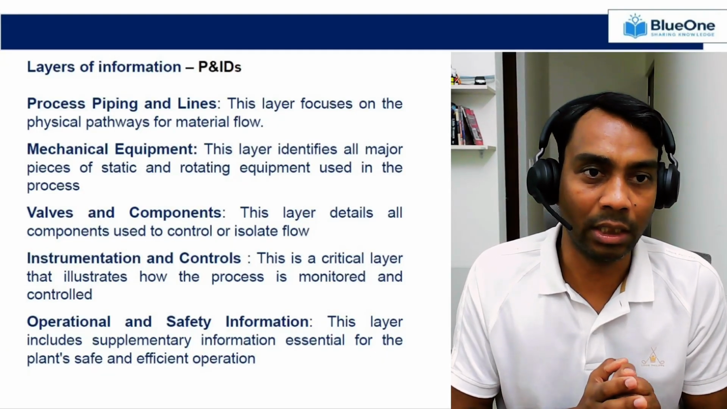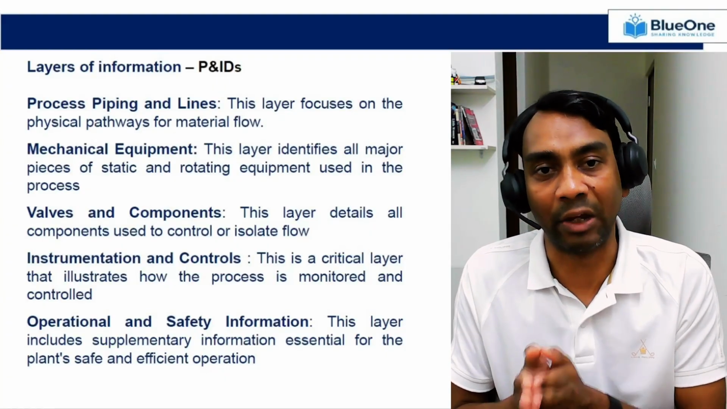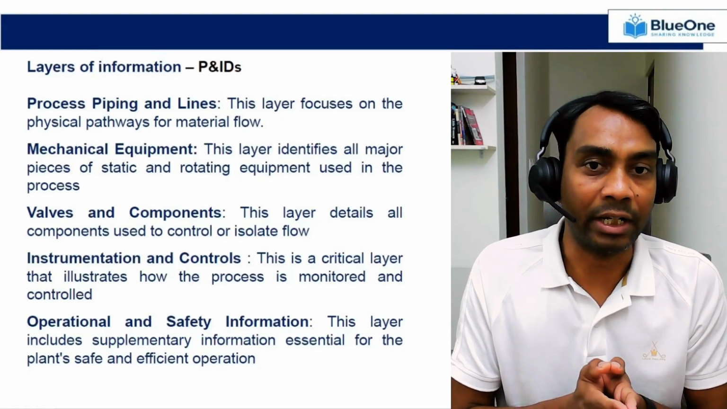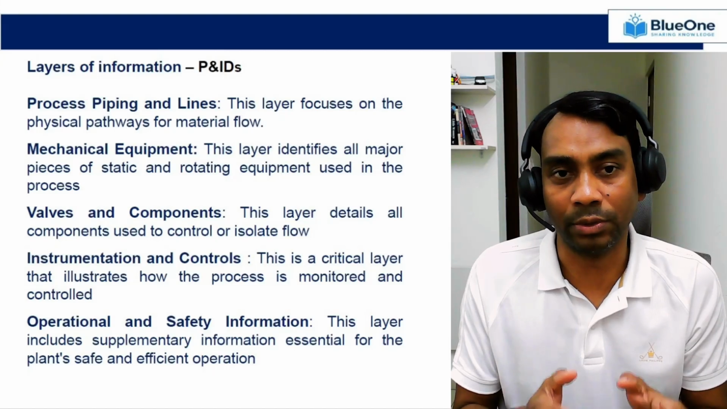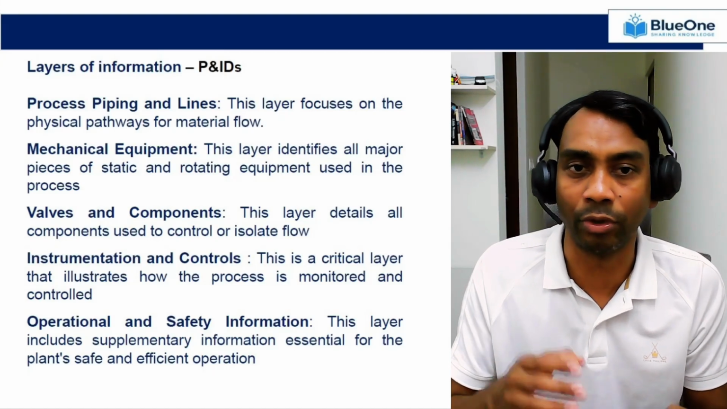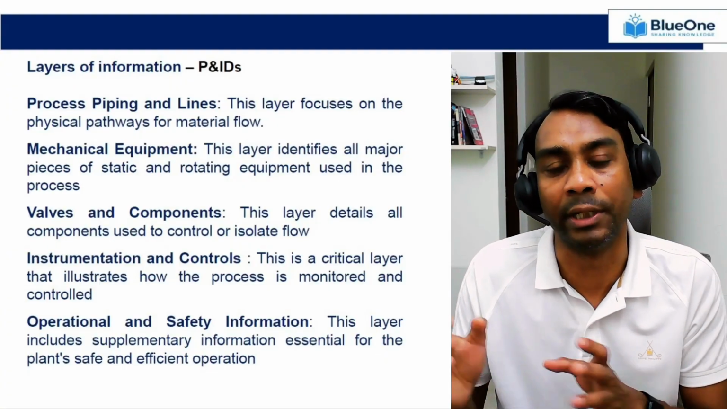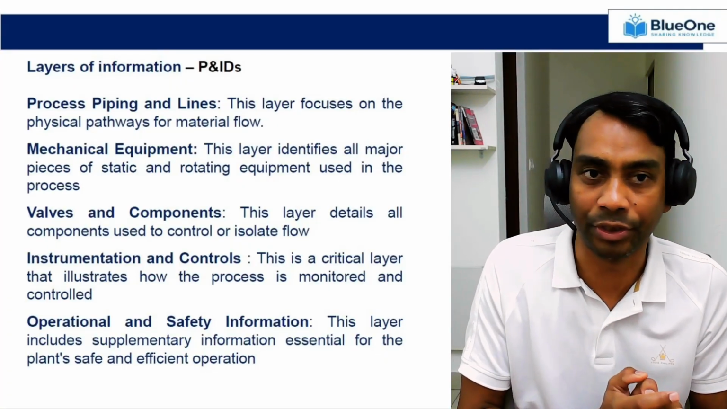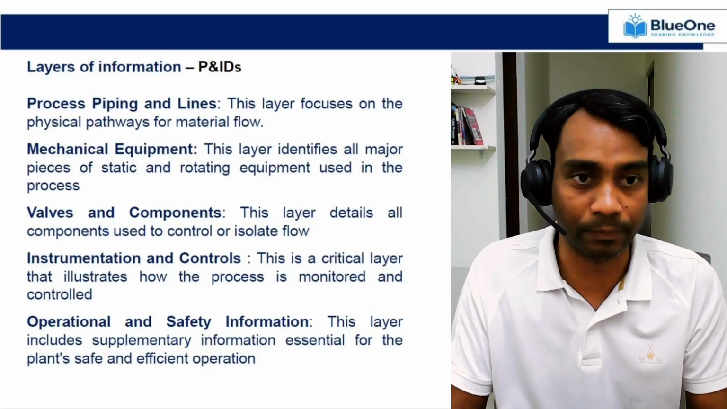The second layer is about mechanical equipment. This layer identifies all the major pieces of static and rotating equipment used in the process. So you can see the heat exchanger, you can see the vessels, you can see the pumps, you can see the compressors. So that's the layer 2 information.